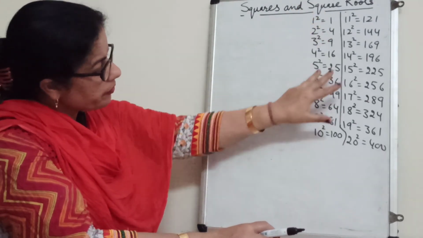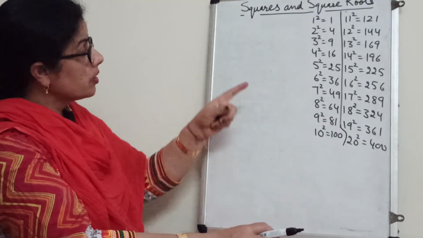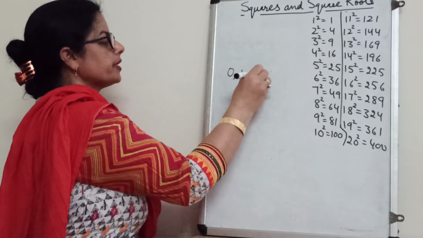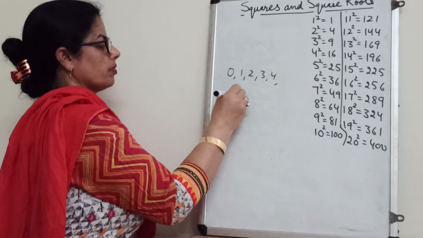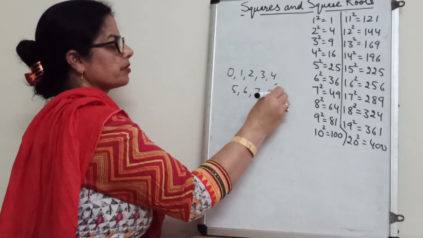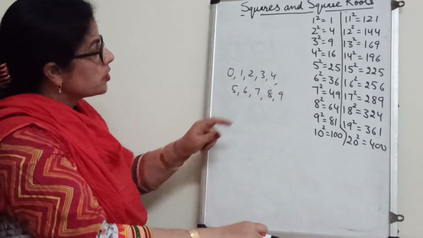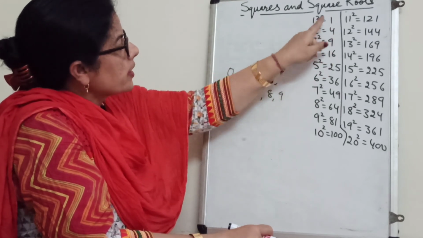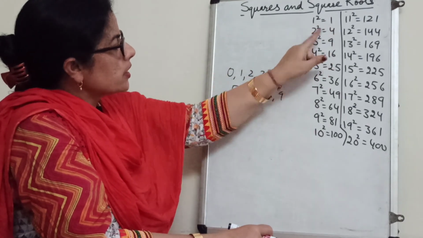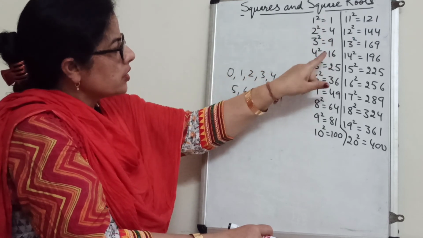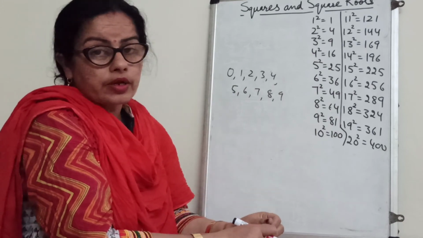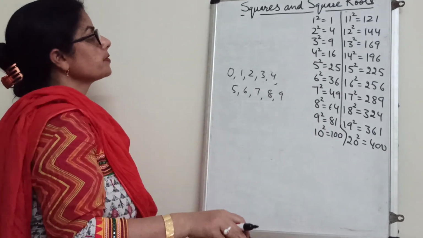Now observe them very carefully. You know how many digits are in maths? There are 10 digits. See, these are the squares. 1 square is 1, 2 square is 4, 3 square is 9, then 1, 4, 9, 16, 25, 36. These are known as perfect squares or square numbers.